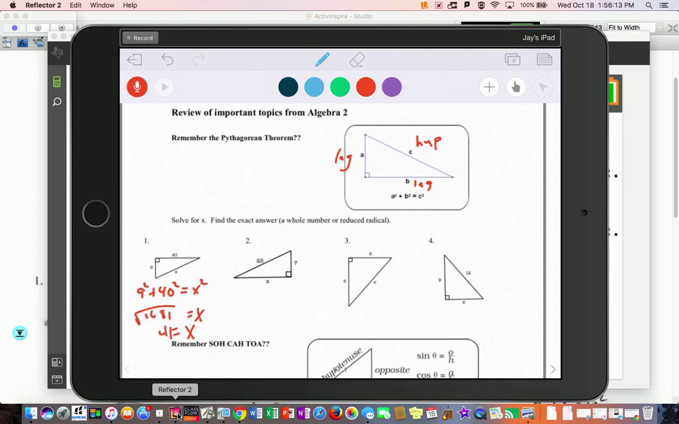So I would go ahead and try 2, 3, and 4. See if you can get those answers, and then I'm going to put the answers up there and we'll just talk about them quick. So pause the video now, do 2, 3, and 4.